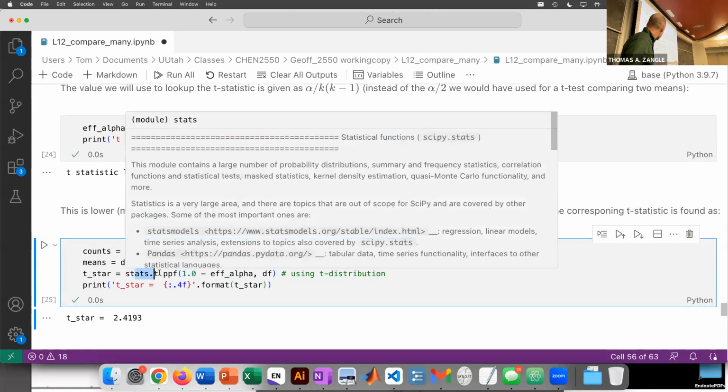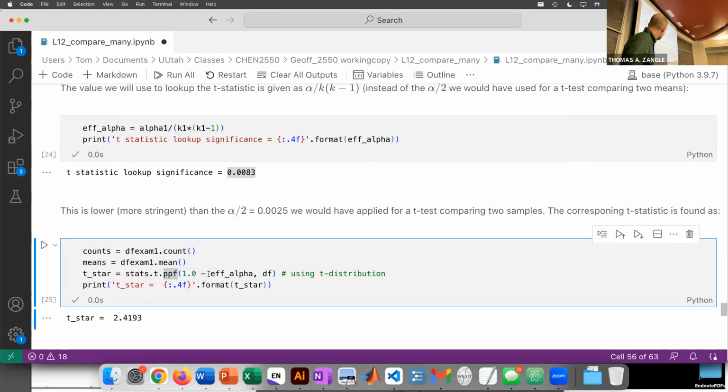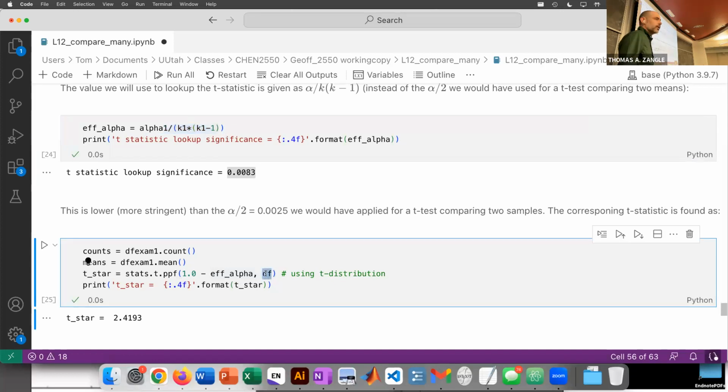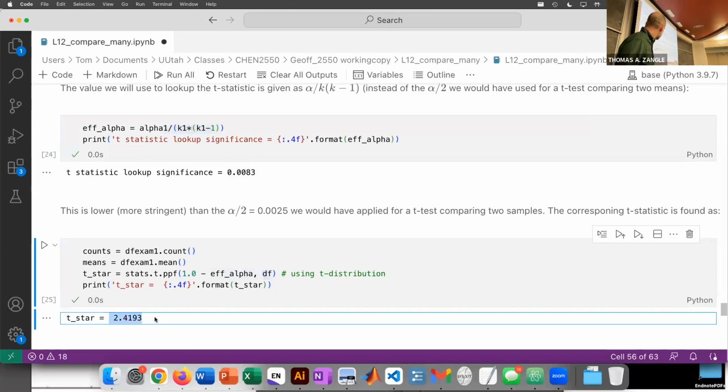So now using that, we can find our t statistic, using the stats t ppf function for 1 minus this effective alpha, this modified alpha, based on the number of groups that we have, and the number of degrees of freedom, which in this case is our n minus k. And from that, we get a t statistic of 2.4.